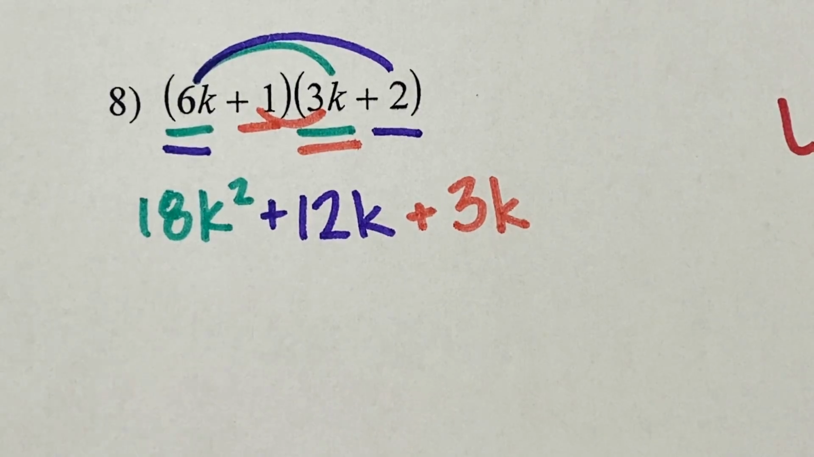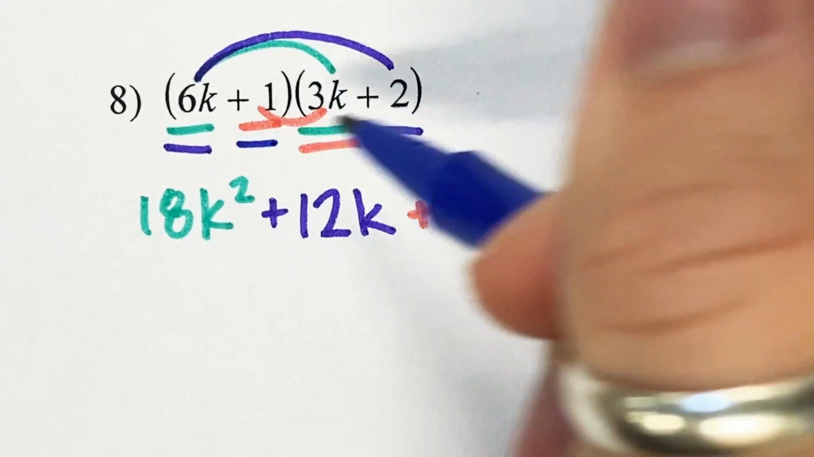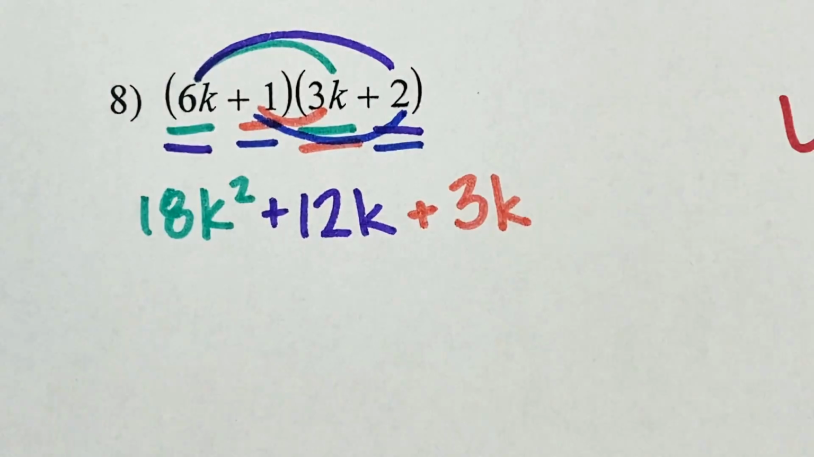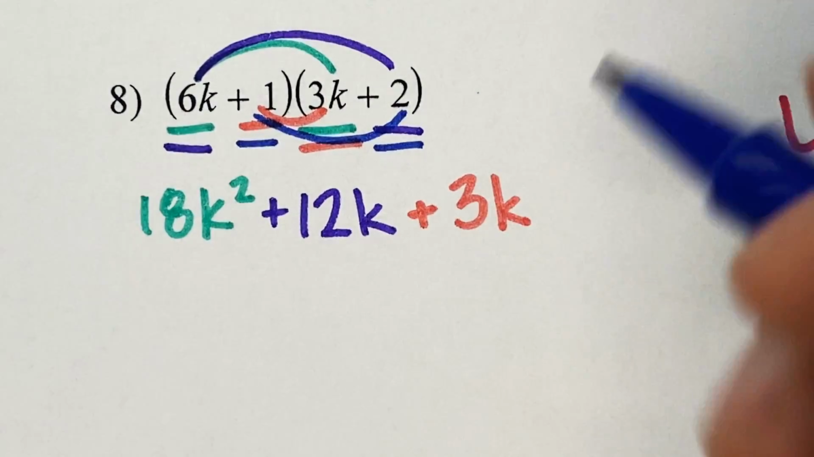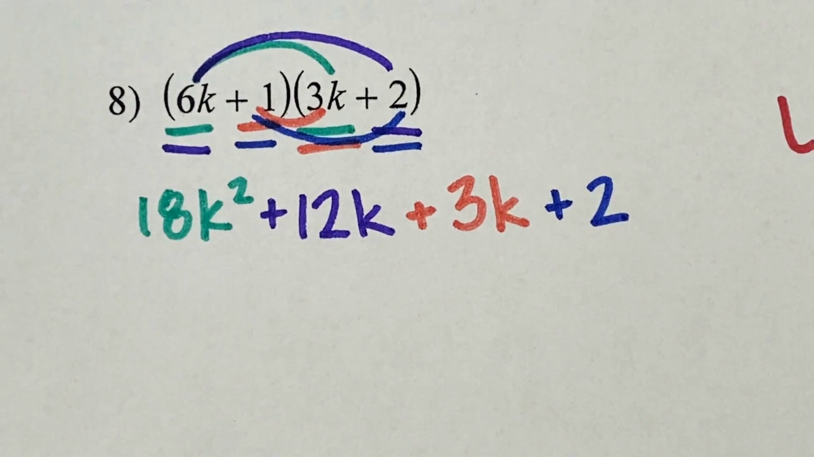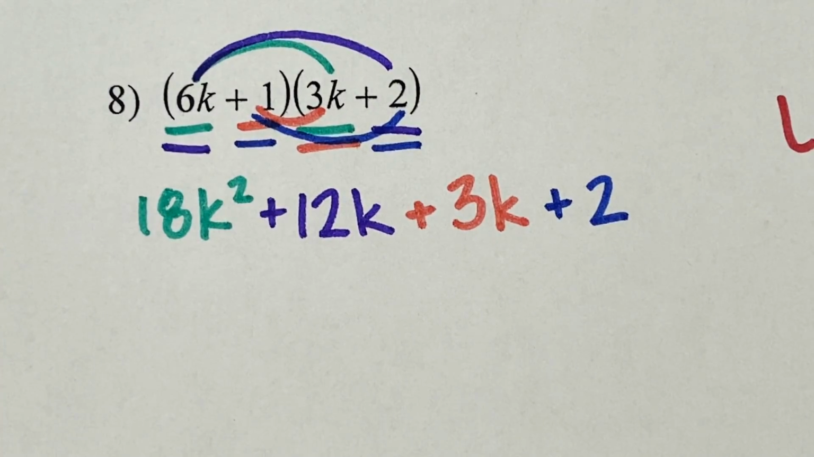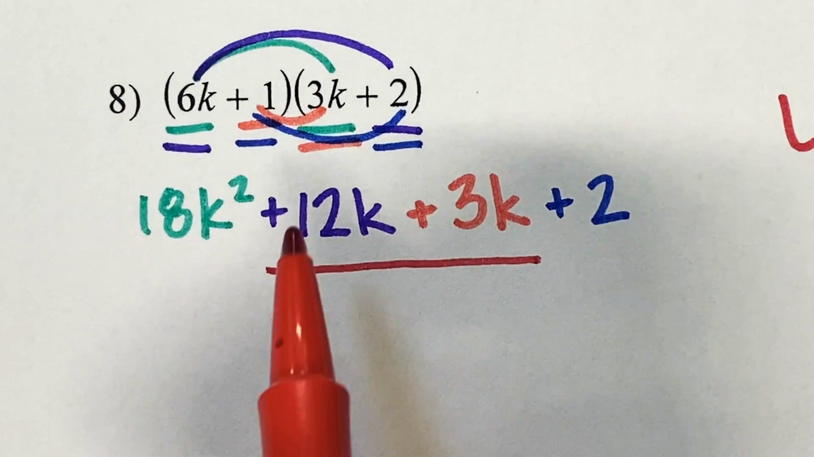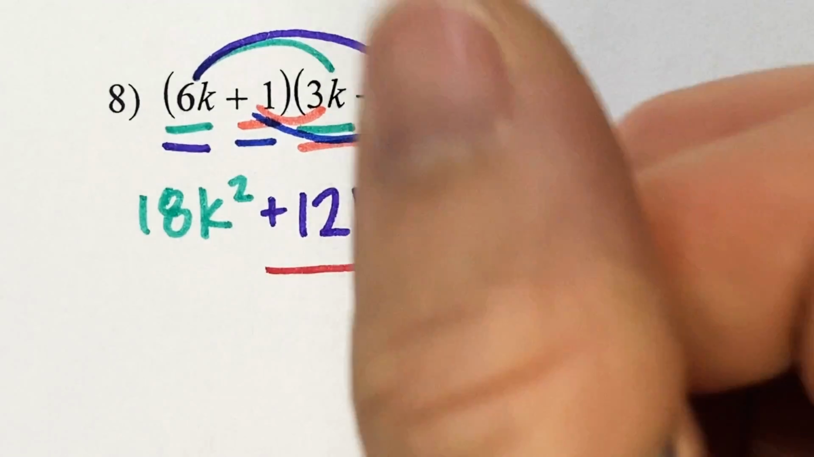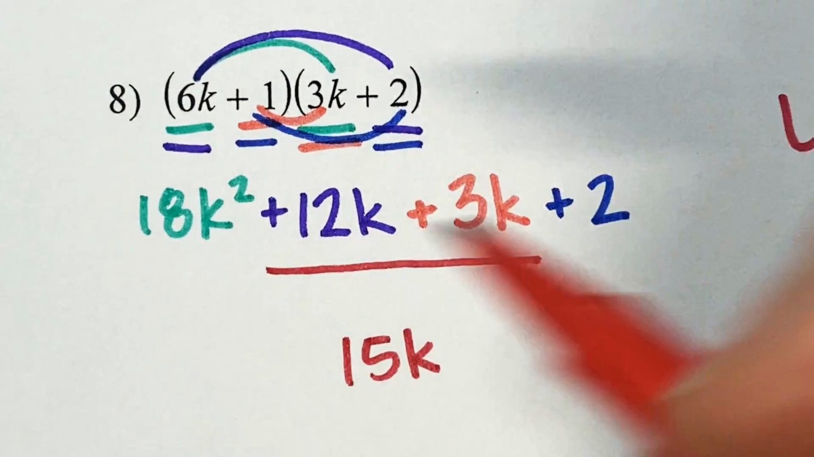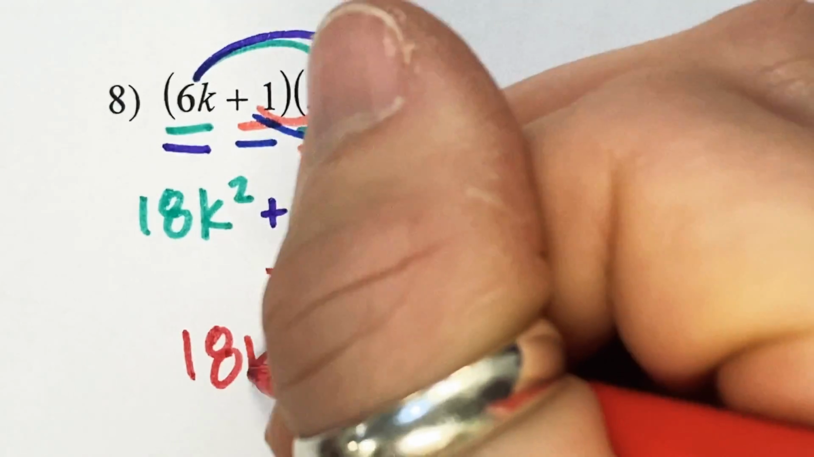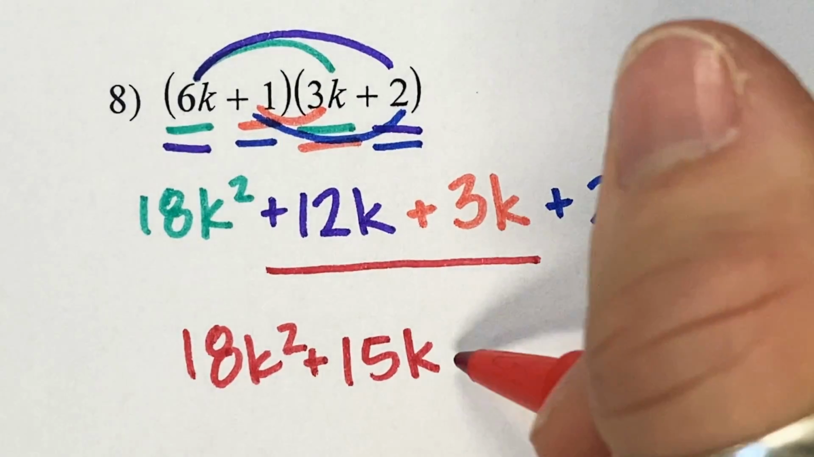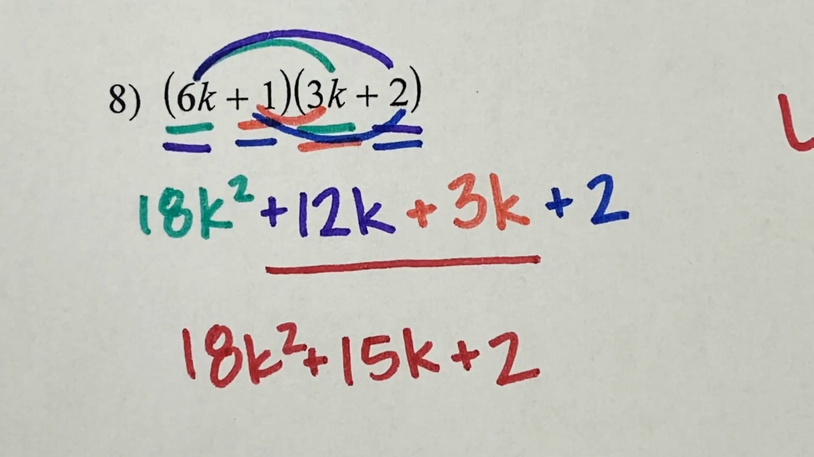Okay, and our very last letter in FOIL, L, which stands for last, 1 and 2. What is 1 times 2? Positive 2. Okay, we used our FOIL. Now we just need to find our like terms that we can combine. What are my like terms that I can combine? Okay, 12k and 3k. We know that they're right in the middle. Okay, what is 12 plus 3? We get 15k right in the middle. We have an 18k squared out in front plus 15k plus 2.